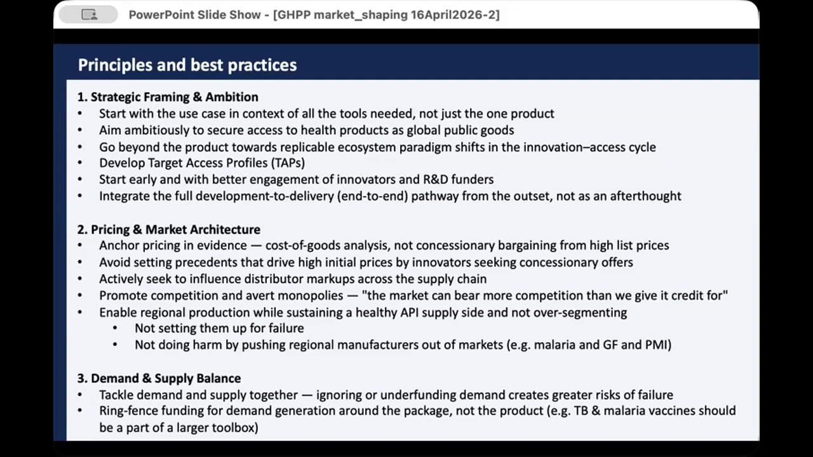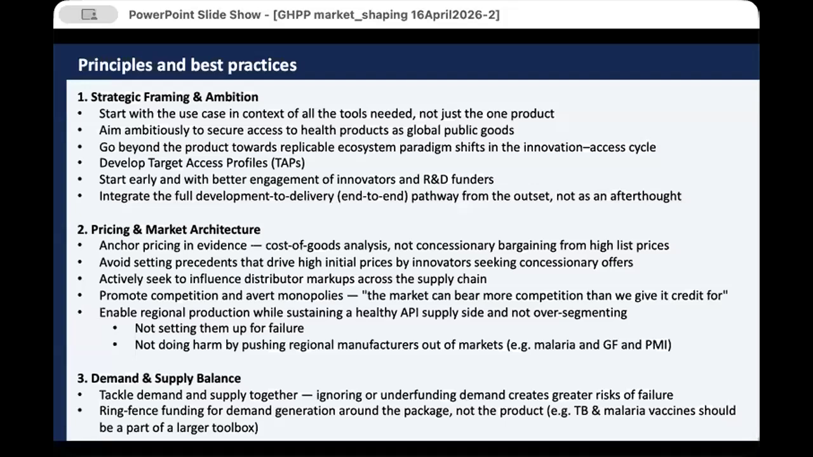We want to obviously promote competition and avert monopolies, but also to keep in mind that the market can bear more competition than we give it credit for, and more suppliers, as long as the volumes are there to justify. Obviously, as well, to enable regional production, but not setting them up for failure, and not doing harm in our regional production work to push smaller regional manufacturers out, because they might not be able to meet lower price demands.